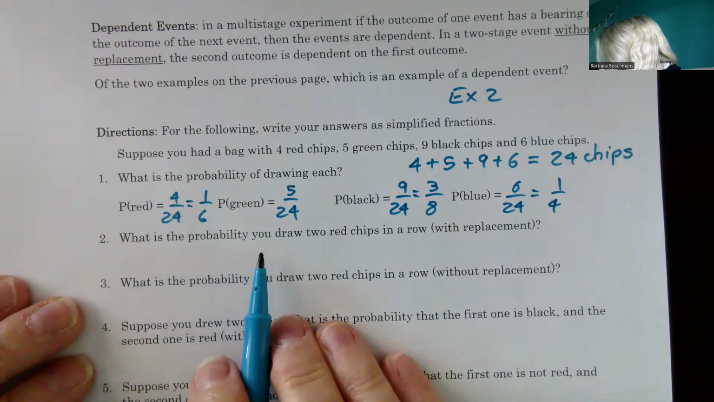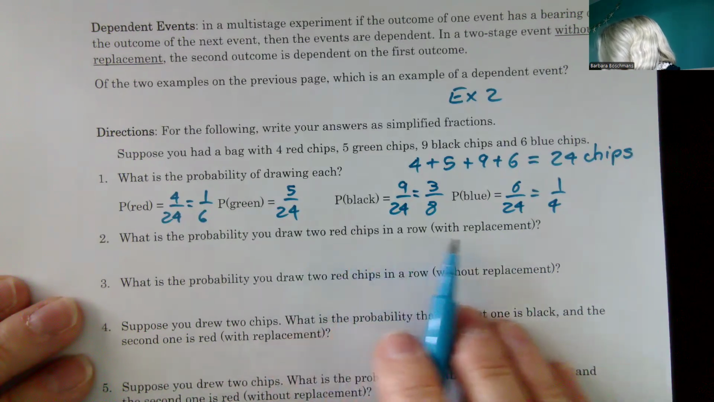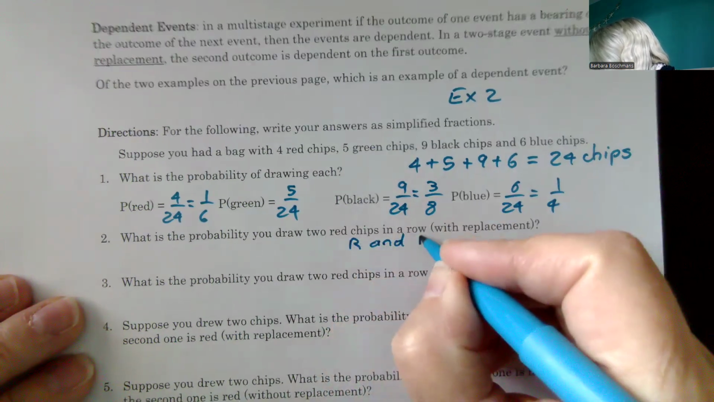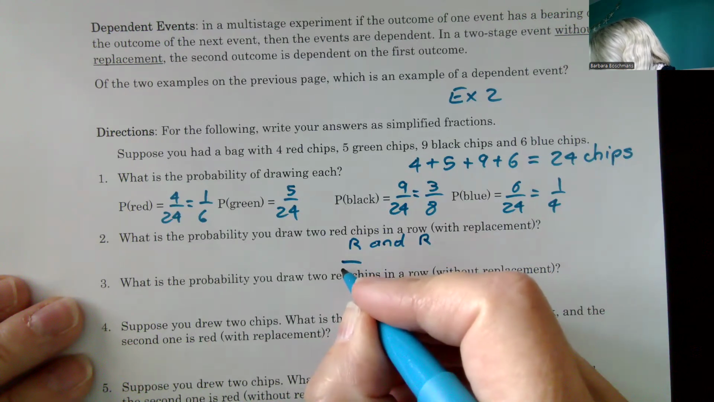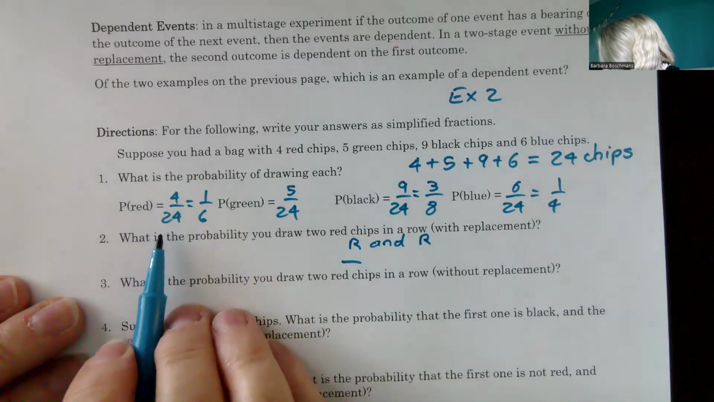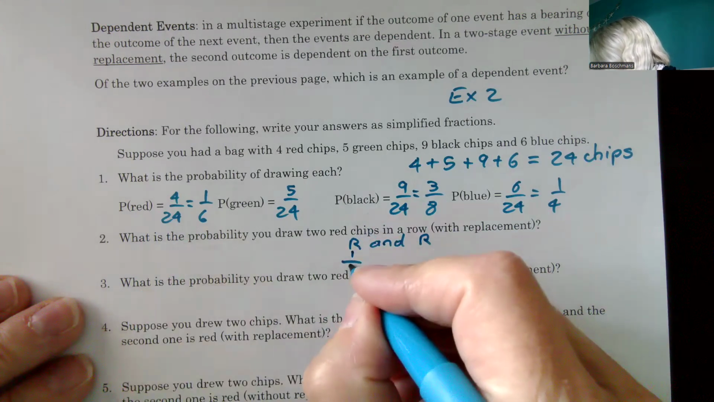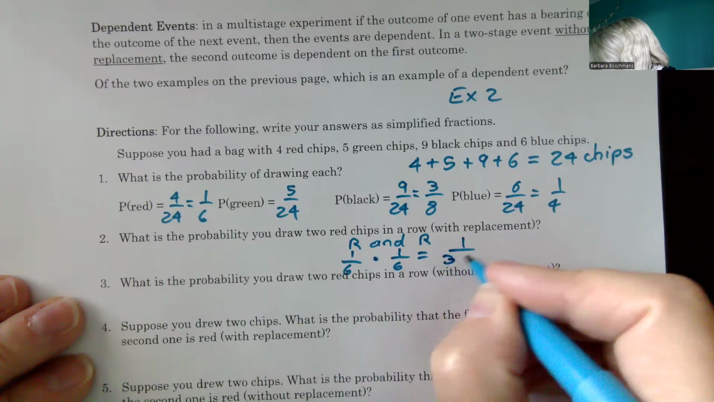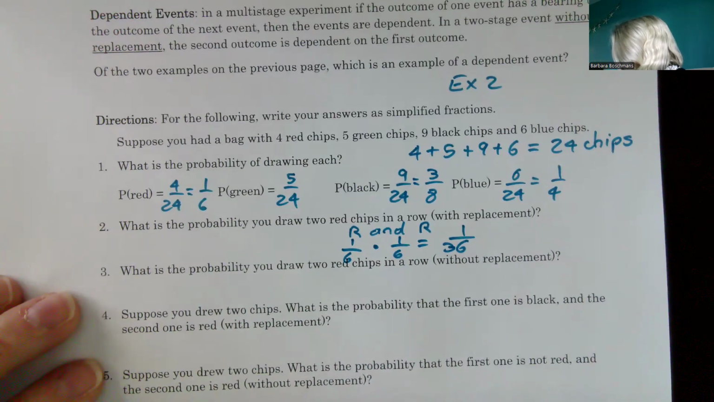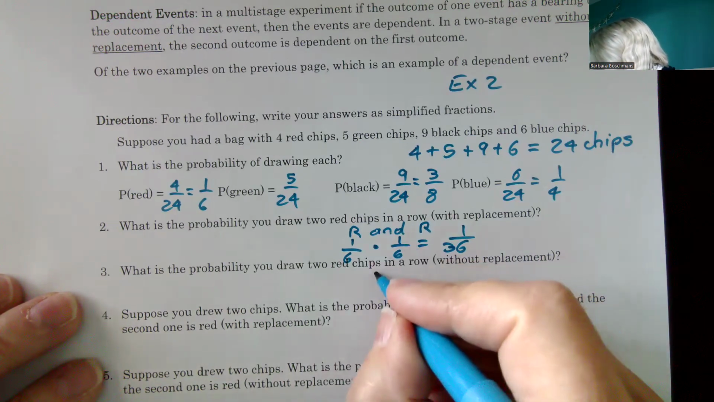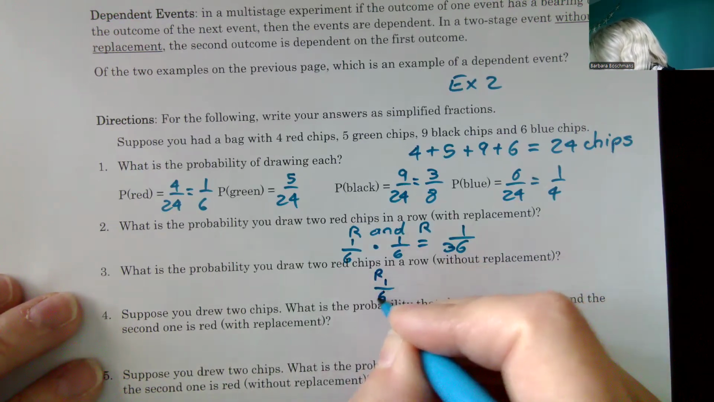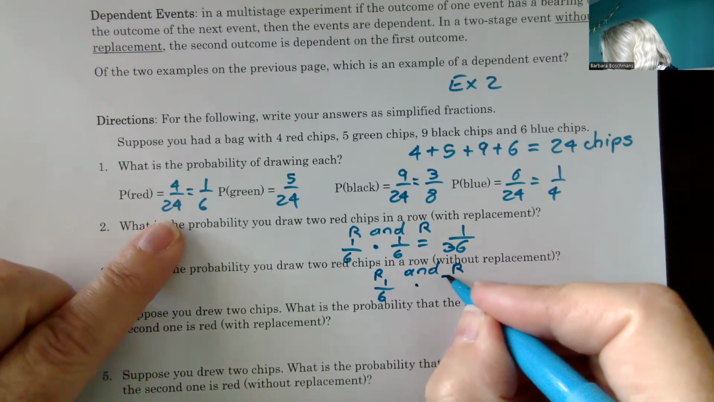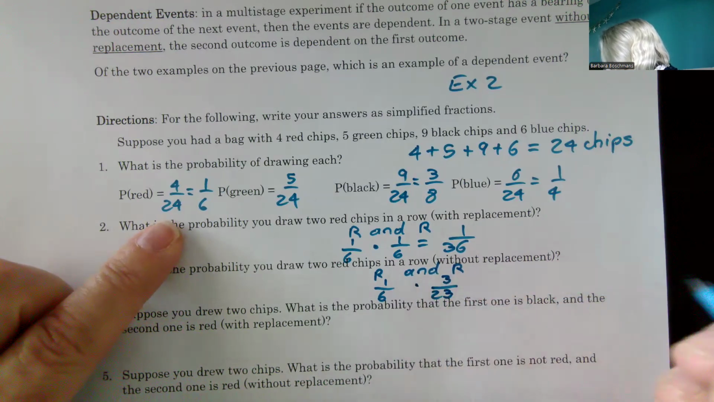Okay, what is the probability you draw 2 red chips with replacement? So I want red and I want a second red. Red is 4 out of 24, which is 1 out of 6. With replacement means I put the chip back, I have 1 out of 6 again, and it'd be 1 out of 36 if I multiply them. If you do not put it back, you get red is 1 out of 6, and another red, but we didn't put it back, which means you have 1 red less, you have 3 out of 23.